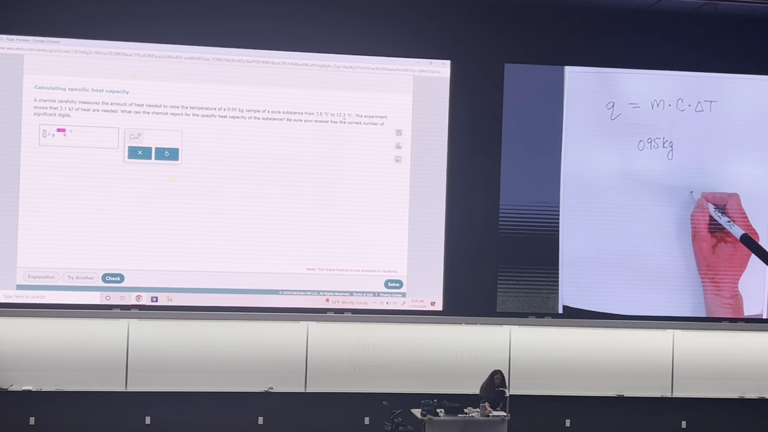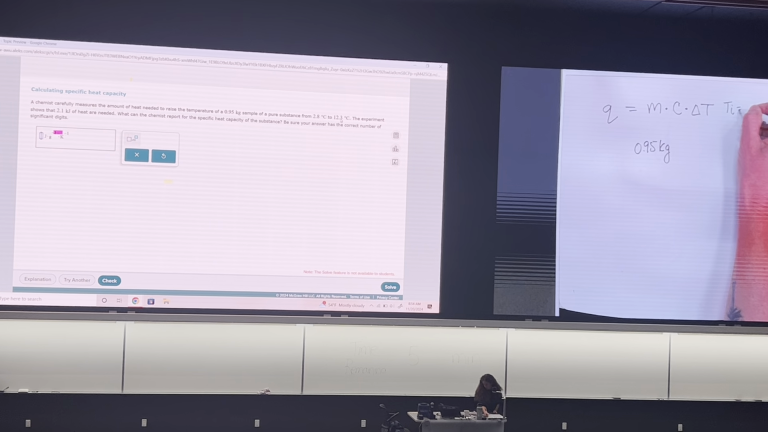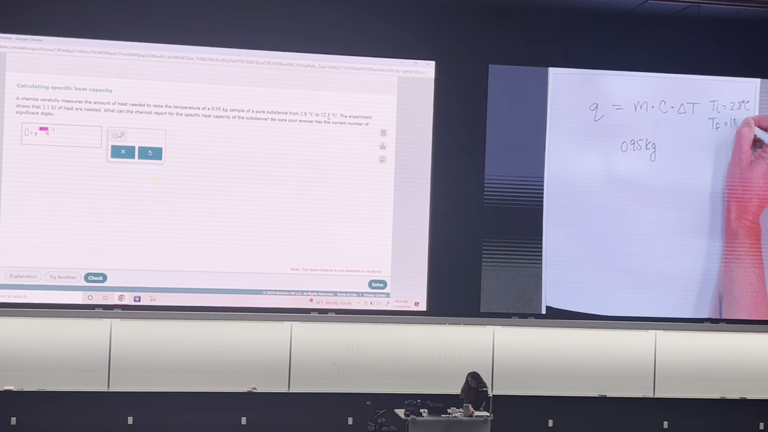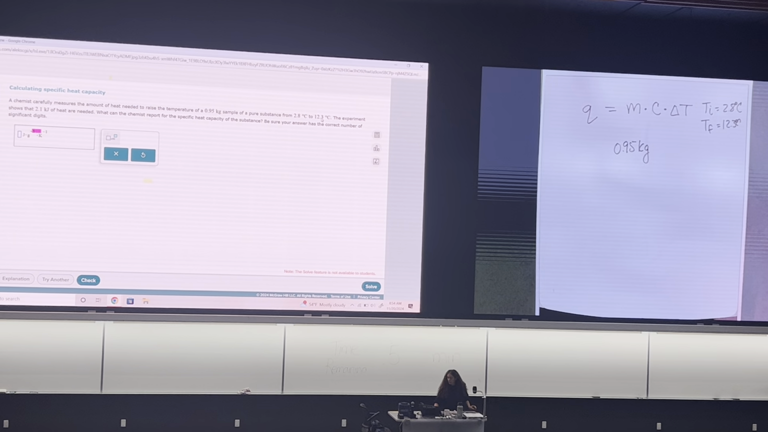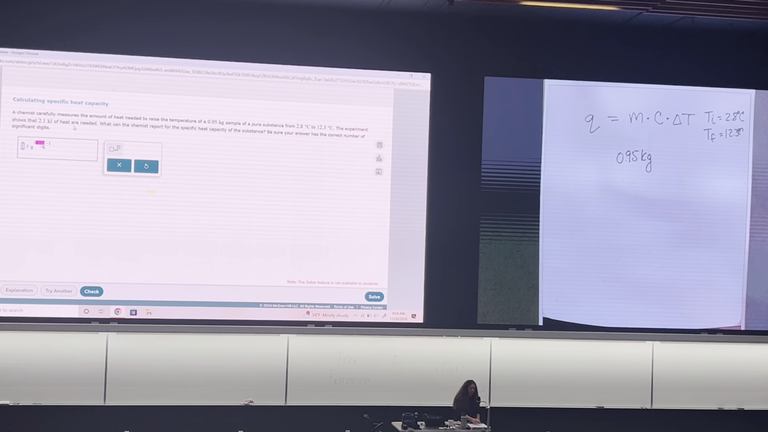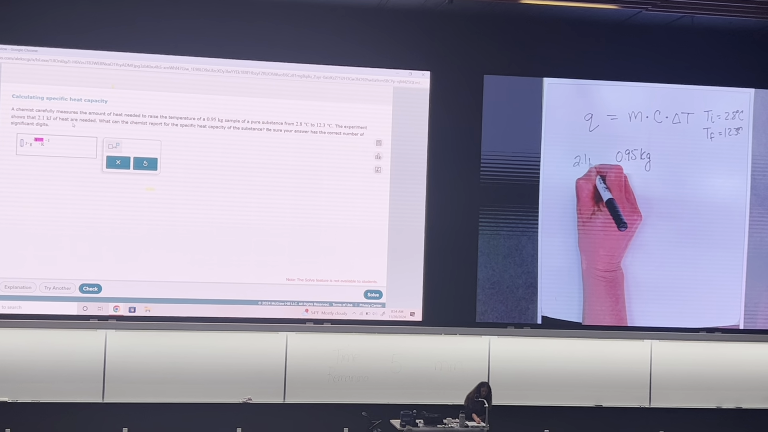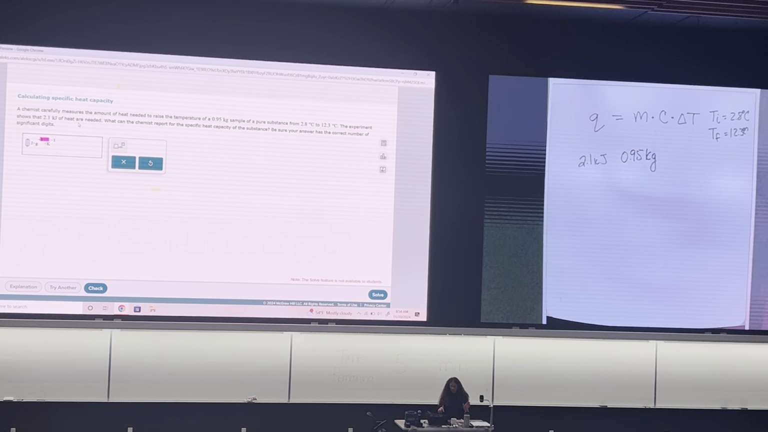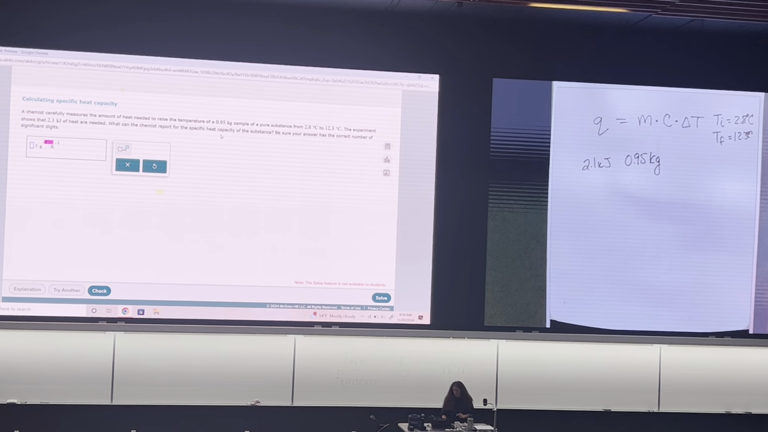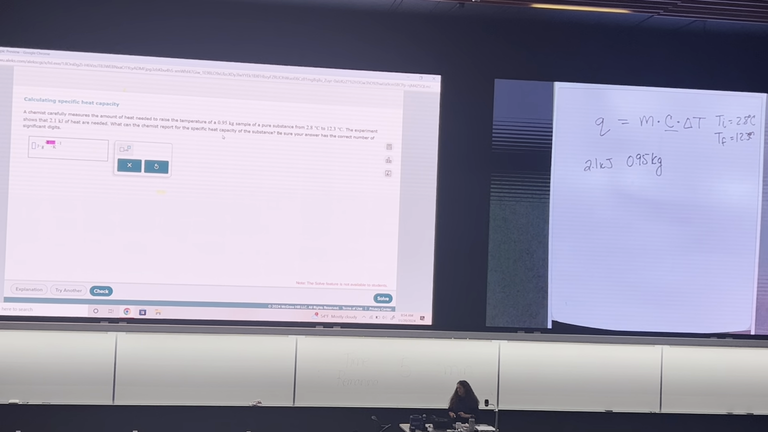Temperature initial is 2.8 degrees Celsius. Temperature final is 12.3 degrees Celsius. The experiment shows that 2.1 kilojoules of heat are needed. That's Q. It's in kilojoules. That's fine. We might have to convert. I don't know. What can the chemist report for the specific heat capacity? We're trying to find C.